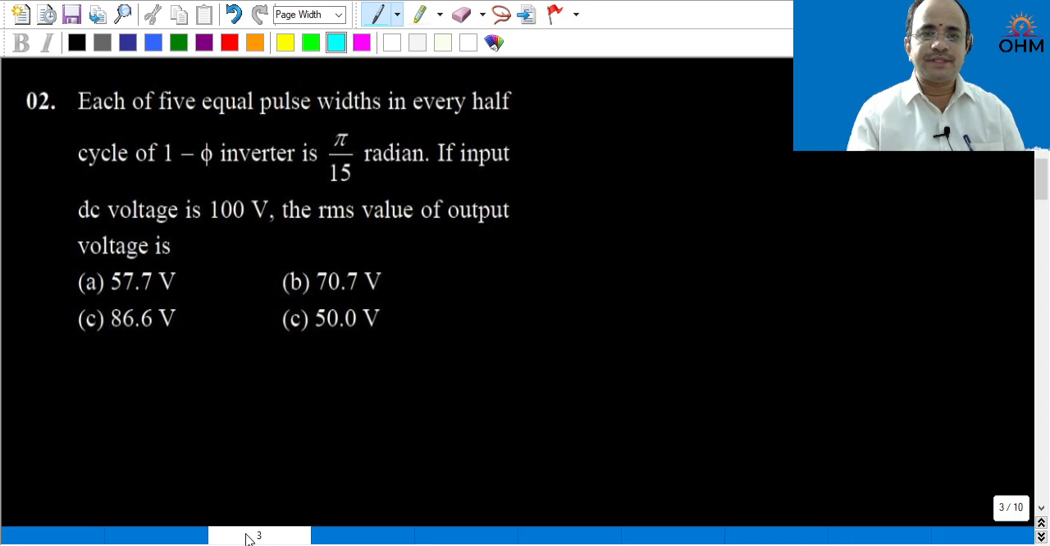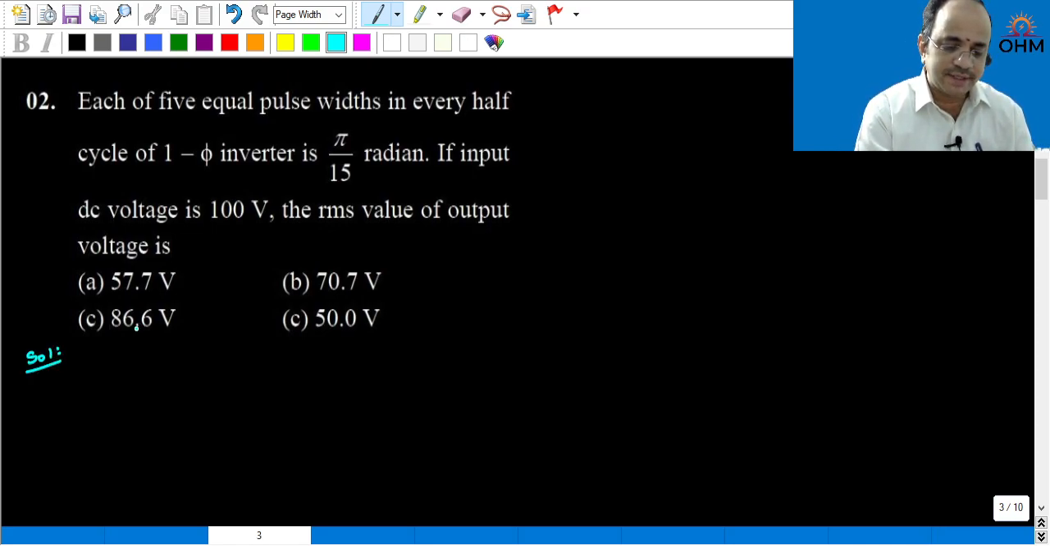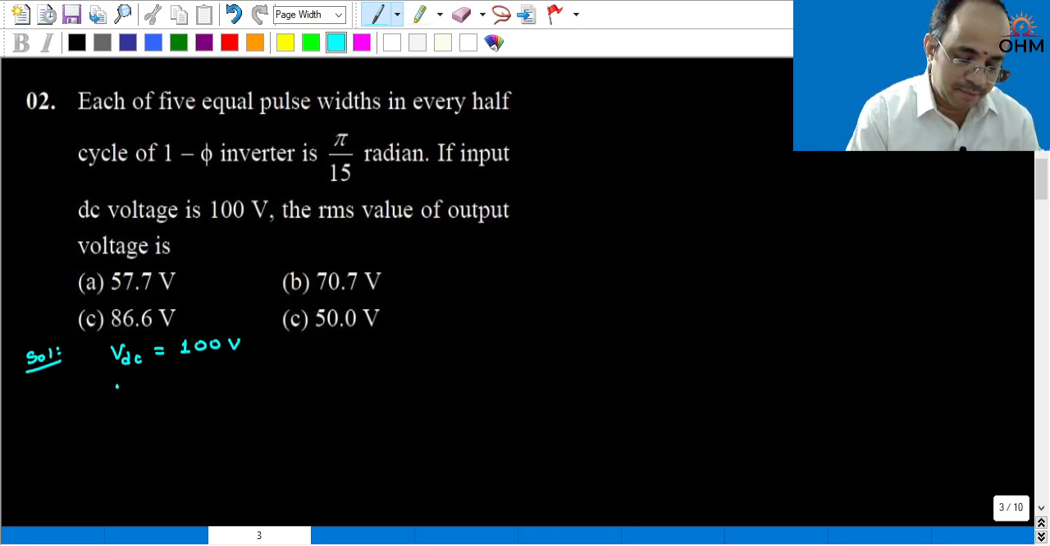This question is basically from the PWM concept in the inverters chapter. Each of 5 equal pulse widths in every half cycle of a single phase inverter is pi by 5 radian. If the input DC voltage is 100 volt, what is the RMS value of the output voltage? First let us note down the data given. Source voltage is 100 volt and the number of pulses is 5.